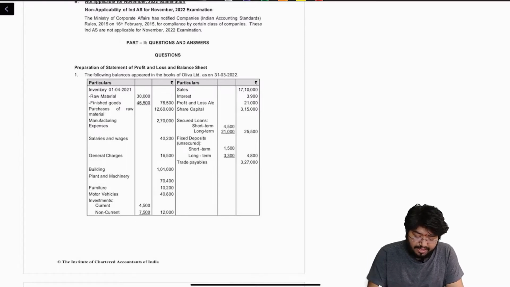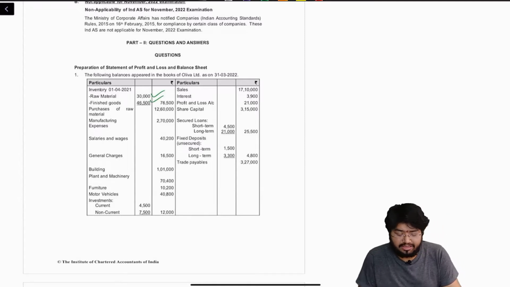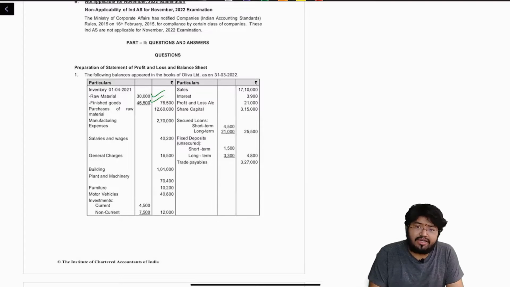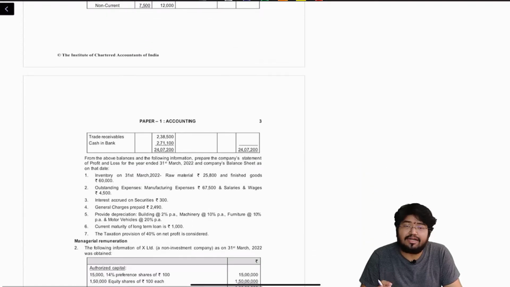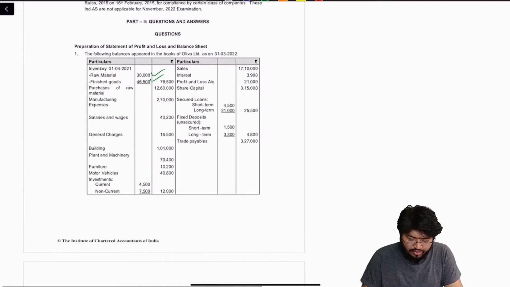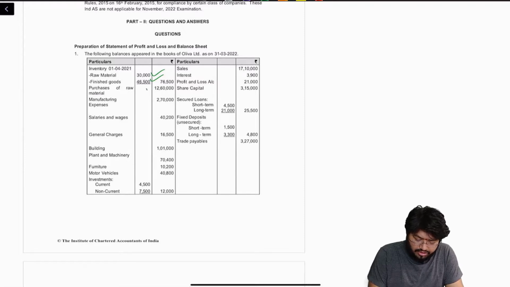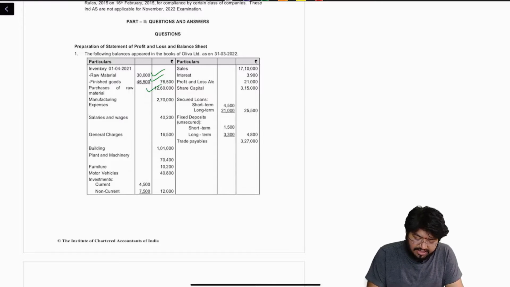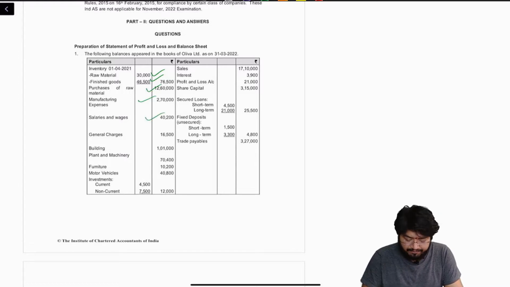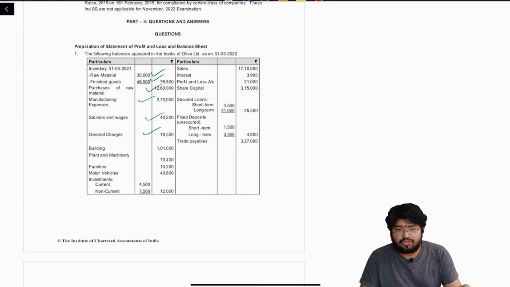Okay, inventory opening balance is given, raw material and finished goods both would be considered in the trading account, that is your raw material consumed. You would use these opening inventories and closing inventories to calculate your raw material consumed. And then you have purchase of raw material, this also you would use in your preparation of cost of material consumed. Manufacturing expenses would be shown next to that, and then salaries and wages would be shown separately as a line item, and general expenses would be shown as others. Other items is what we are going to show.